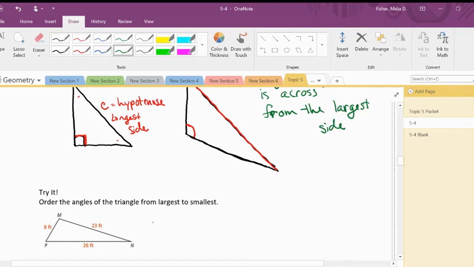Angle M is across from 26, and 26 is the largest side. So angle M is our largest angle. Our smallest angle is going to be N because it's across from 8, which makes P the middle size angle. So from largest to smallest, we have angle M, then angle P, then angle N.